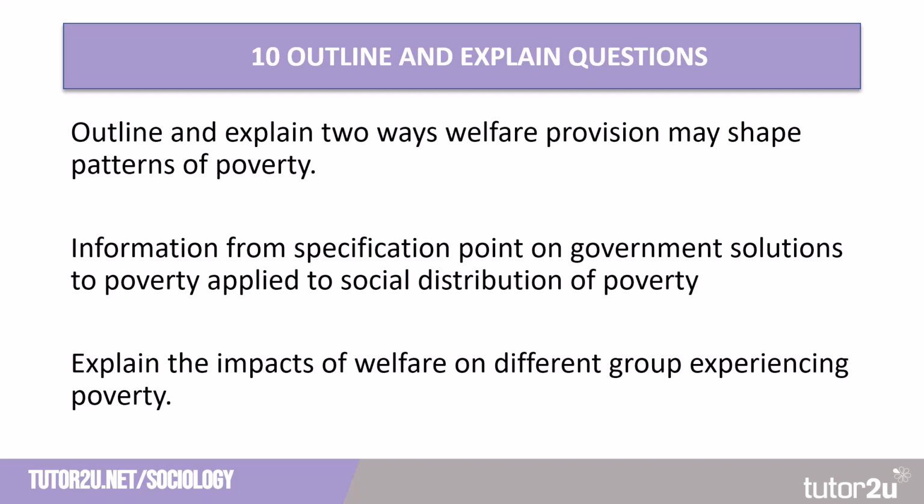Now in this video we're going to look at outlining and explaining two ways that welfare provision may shape patterns of poverty. This links information from the specification point on government solutions to poverty and applies it to the social distribution of poverty, that is by class, gender, ethnicity, disability, family structure and age. What students need to do is to be able to explain the impacts of welfare on these different groups that experience poverty. And they may want to look at different specific policies or theoretical approaches.